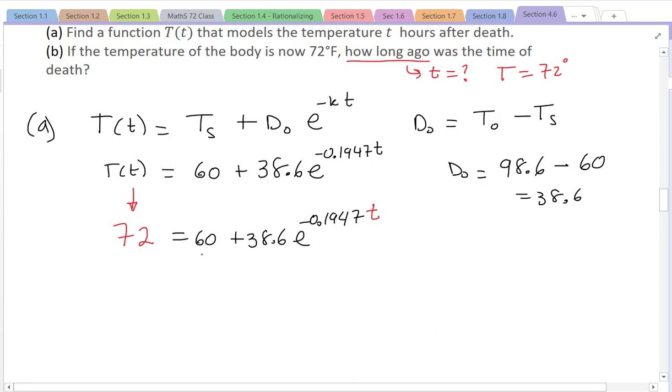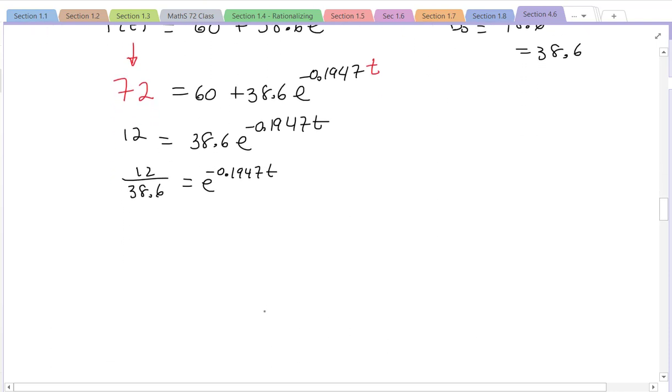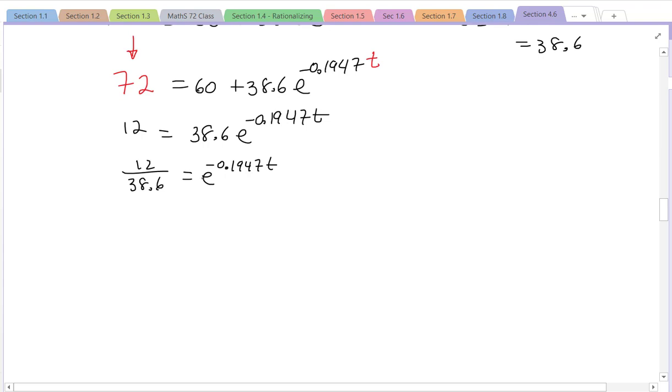And solve. So 72 minus 60, right? We've got to undo this addition, so subtract the 60. So 12 is equal to 38.6 e to the negative 0.1947 t. And divide by 38.6. Then 12 over 38.6 equals e to the negative 0.1947 t. Again, I have an exponential with base e, so we're going to convert it to a logarithm of base e, which means the natural log.